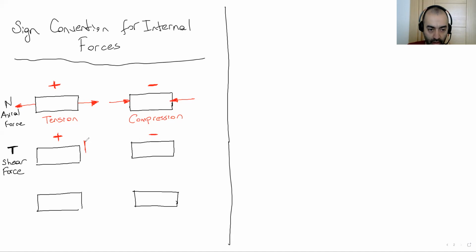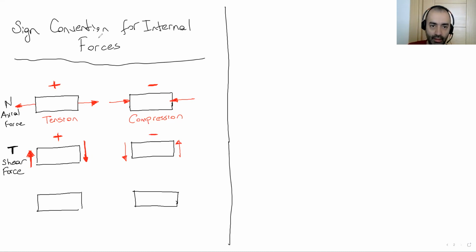Here, if the shear force goes down at the right hand side, it's positive. If it goes up at the left hand side, this is positive for shear force. And the opposite is negative. So if you know only the positive directions, that's okay for you. Here you can see this is negative and this is negative. You have to know this one.